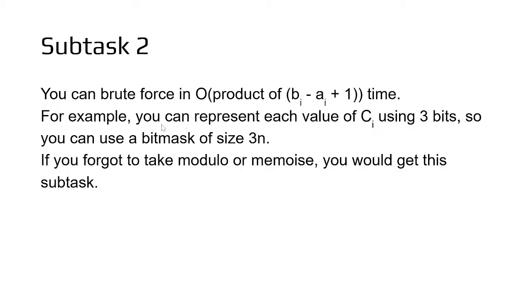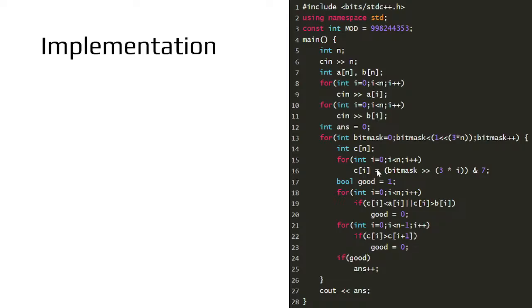For example, one way to do so is by representing each value of c_i with 3 bits. So you use a bit mask of size 3n. And if you forgot to take mod or memoize, you would also get this subtask. Here is one possible implementation, which runs in 8 to the power of n, or rather maximum of a to the power of n.